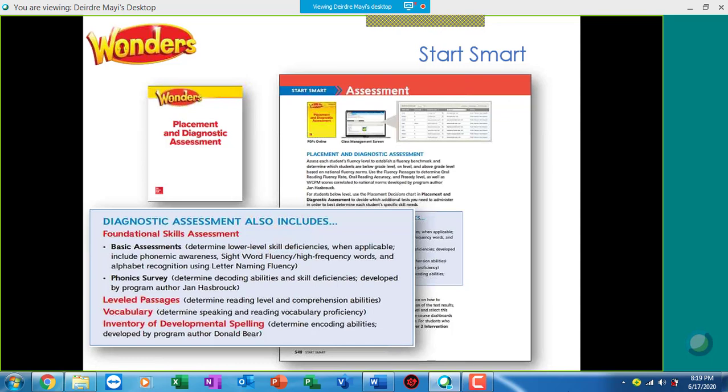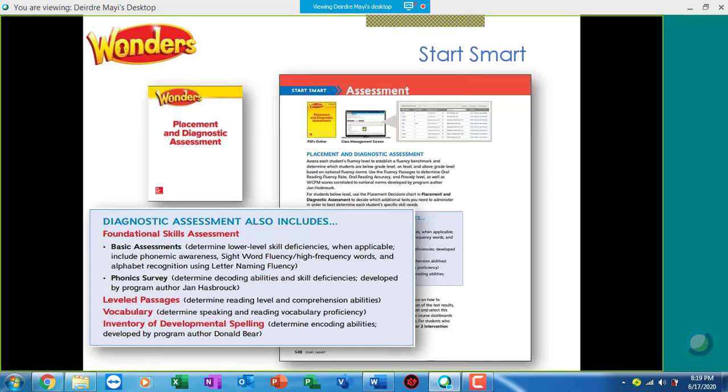There are sight word fluency assessments, phonics surveys, leveled passages, which will help you determine what your students' comprehension level is. If you'd like to give your students vocabulary assessment, they are also available, along with inventories of developmental spelling. There are many, many more assessments available, but those are a few of the ones that are most popular during the first week or two of school.